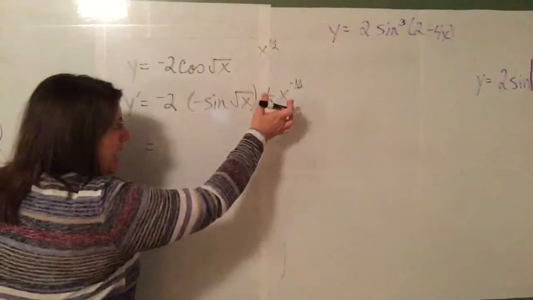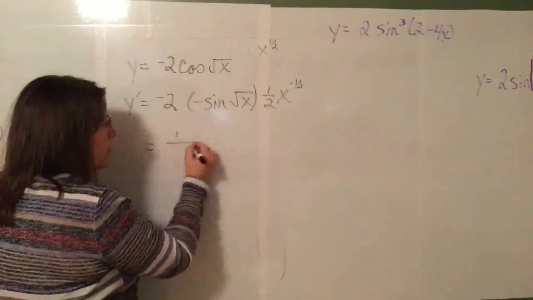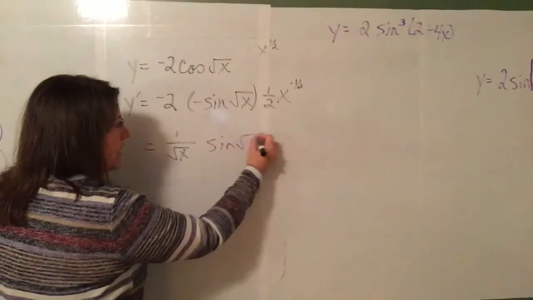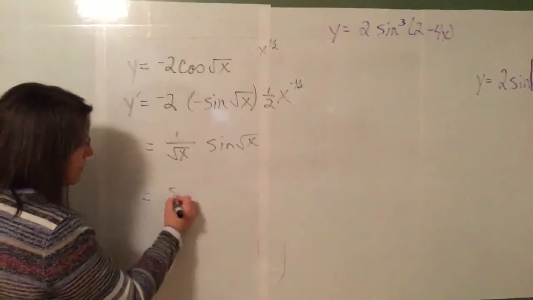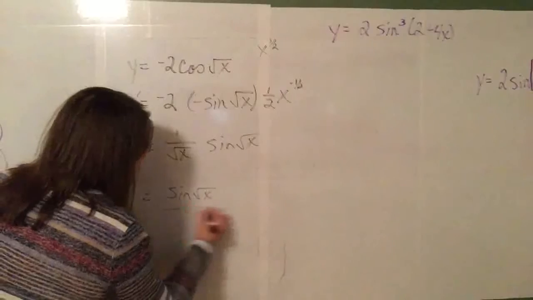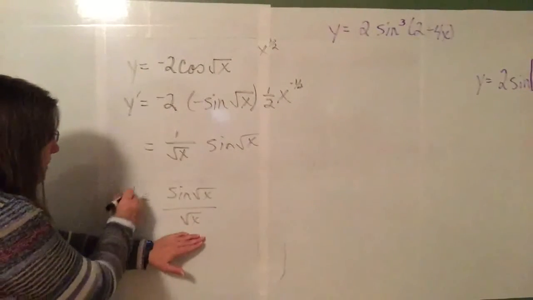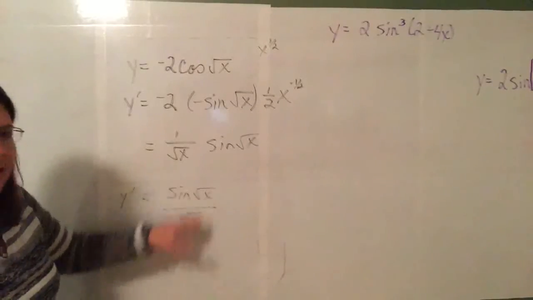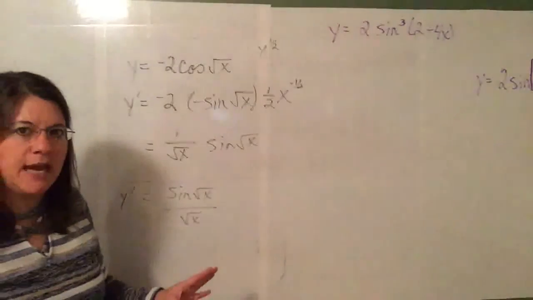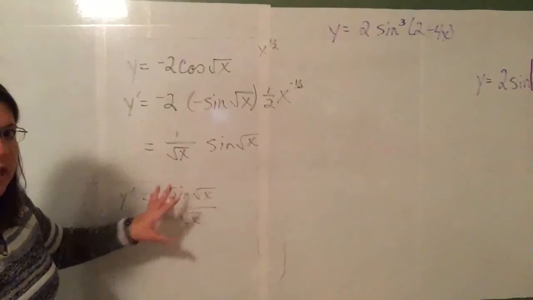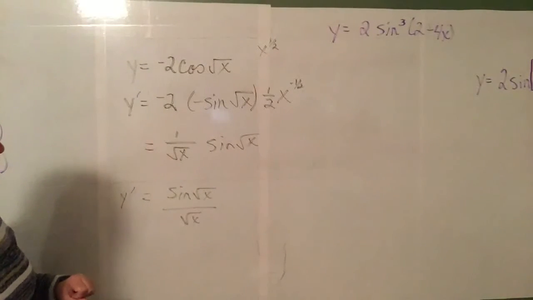We have x to the negative 1/2, which is 1 over square root of x, times sine square root of x. And that can be written sine square root of x over square root of x. And that would be your final answer for your y prime. Now, understand, you cannot cancel out the square root of x's. I see that sometimes. That's just a mistake. That square root of x is paired with the sine x. It can't be eliminated there. It can't be factored out.